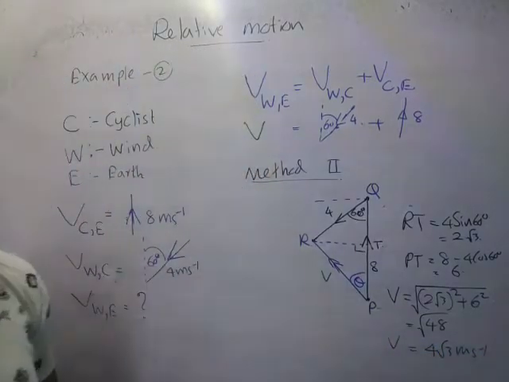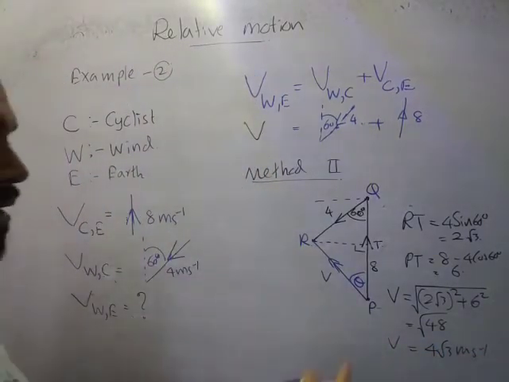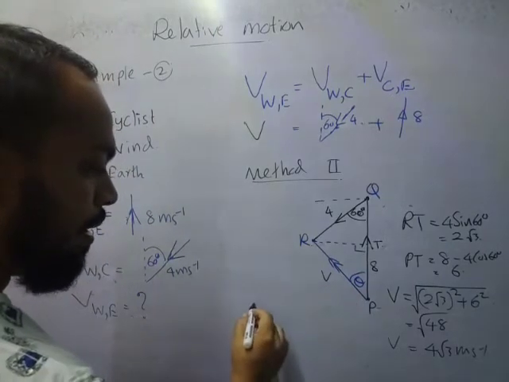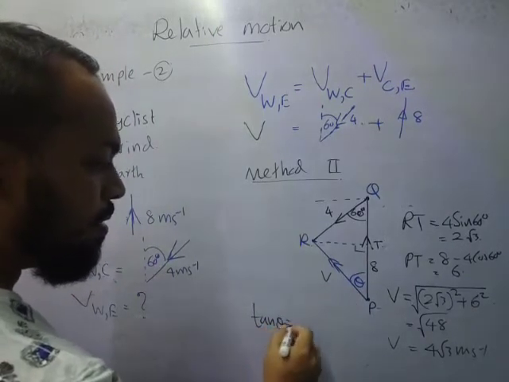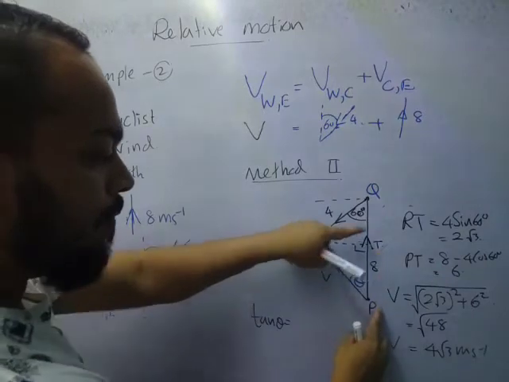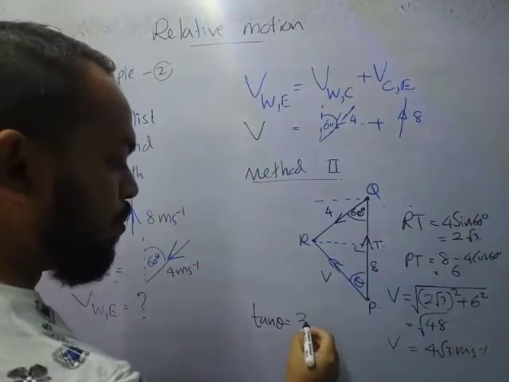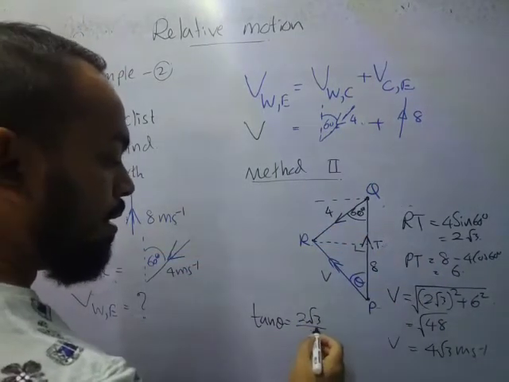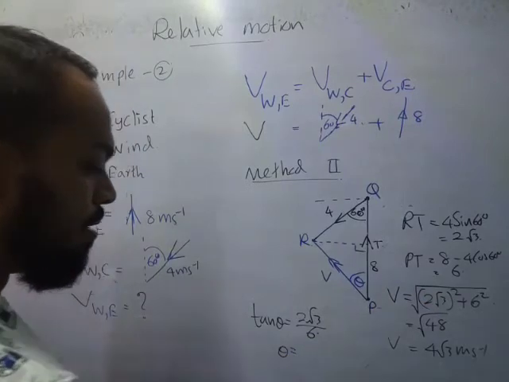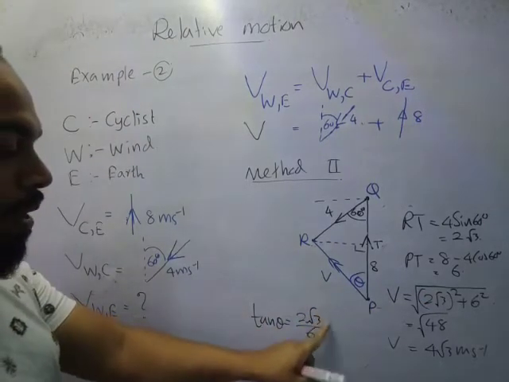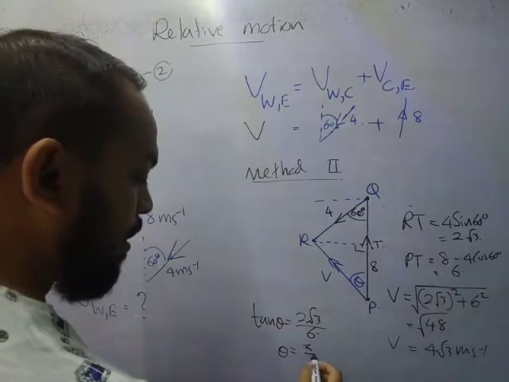V, right? So if we want to find the angle, tan theta is RT divided by PT. So RT is 2 root 3, PT is 6. So theta in this case is tan inverse 1 over root 3, which is pi by 6.